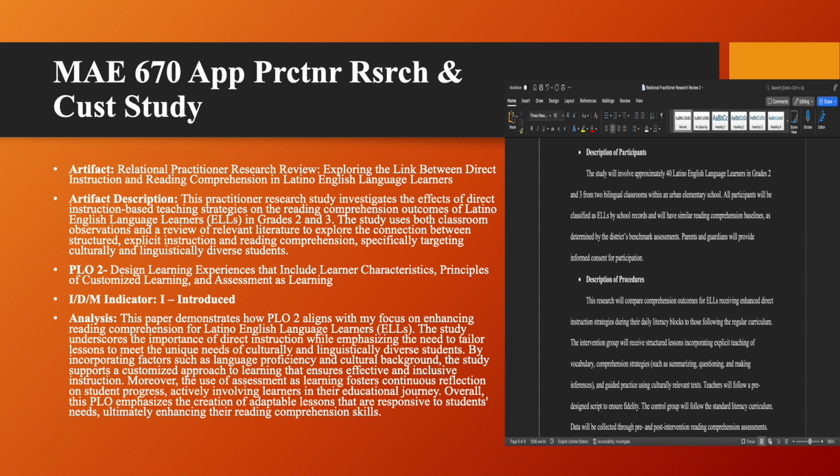Moreover, the use of assessments as learning fosters continuous reflection of student progress, actively involving learners in their educational journey. Overall, this PLO emphasizes the creation of adaptable lessons that are responsive to students' needs, ultimately enhancing their reading comprehension skills. This process is new to me, and as it is new to me, I have deemed it a level I.